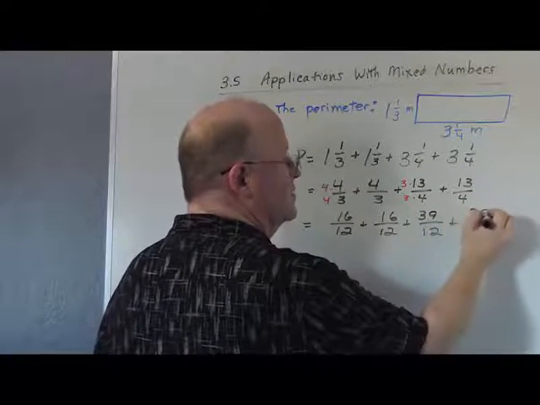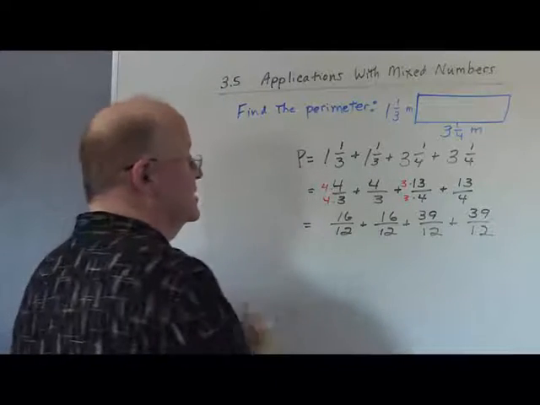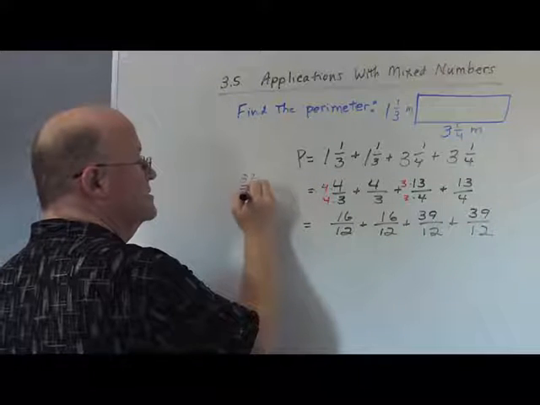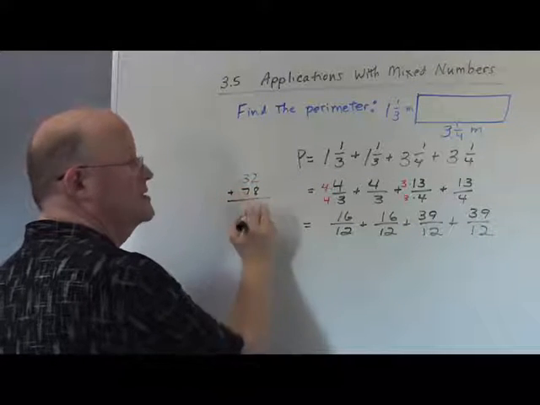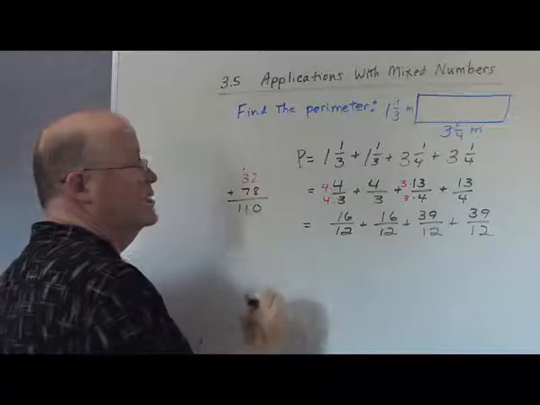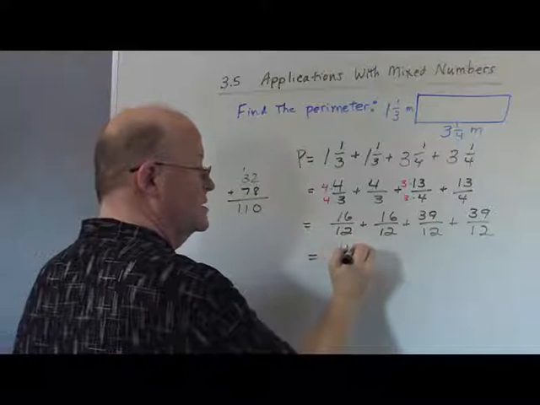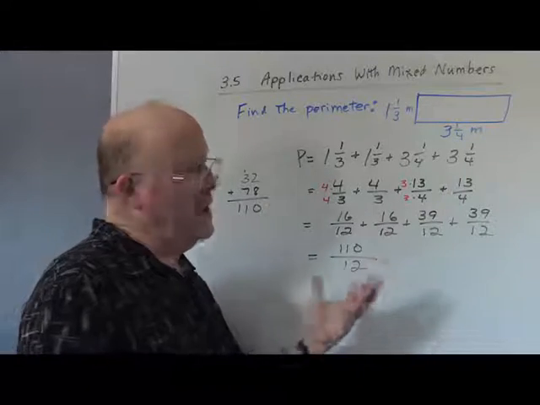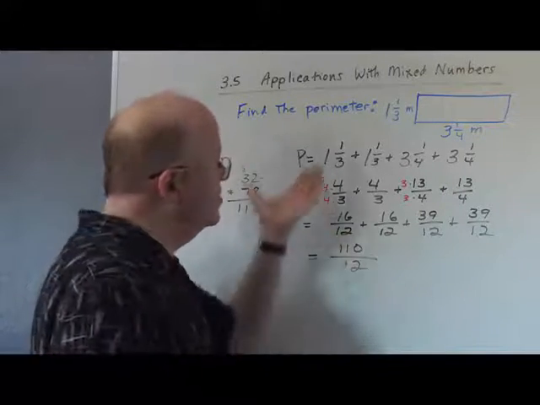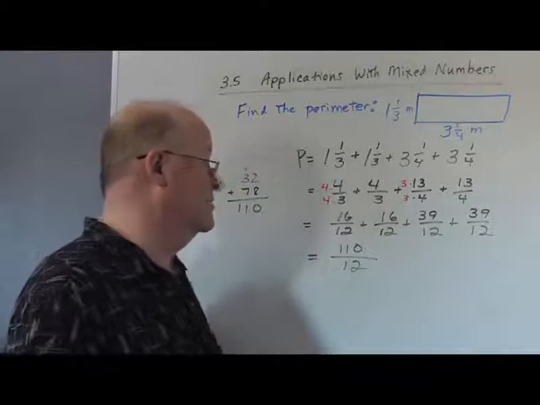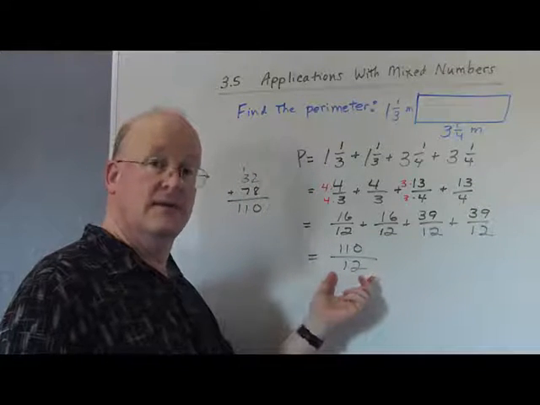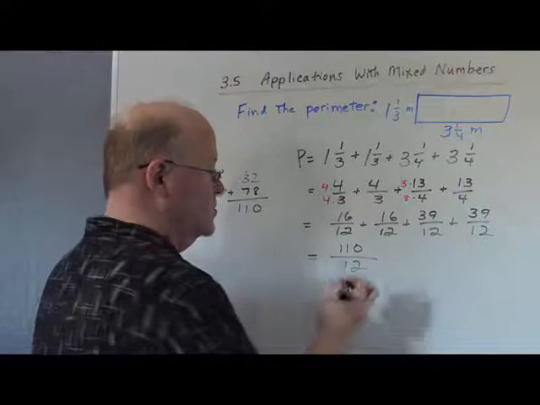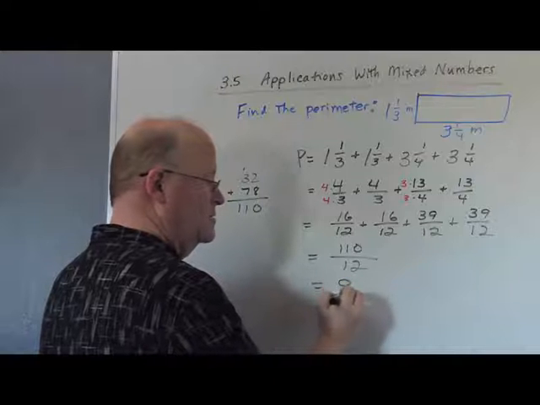So here we go. We've got 16 plus 16, that's going to be 32. And 39 plus 39, that is going to be 78. If we add these together, we get 110 in the numerator. So 110 divided by 12. Now, we haven't used the units yet, and we started with mixed numbers, so we should finish with mixed numbers. We should know our times tables up to 12 times 12, and 12 times 9 is 108. So this is going to go in 9 times.